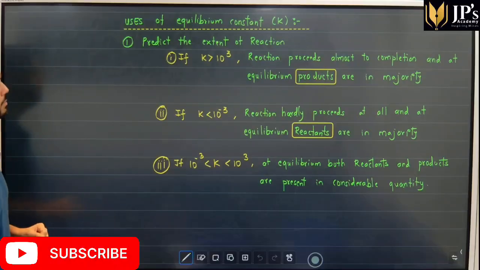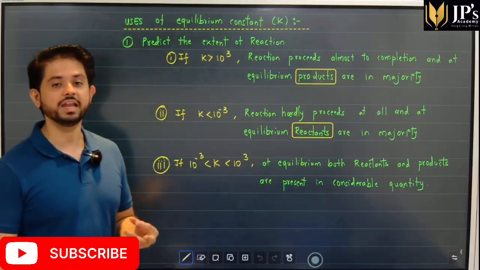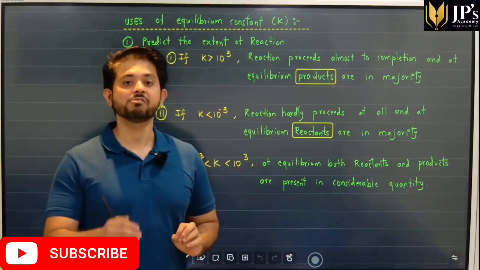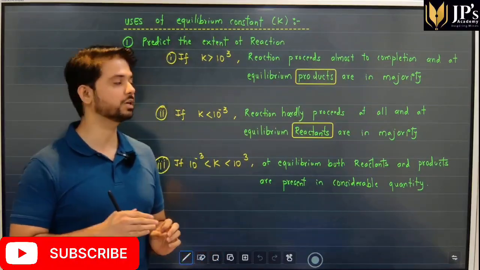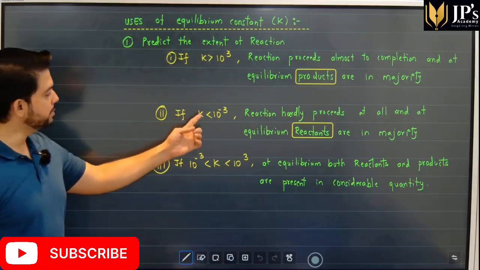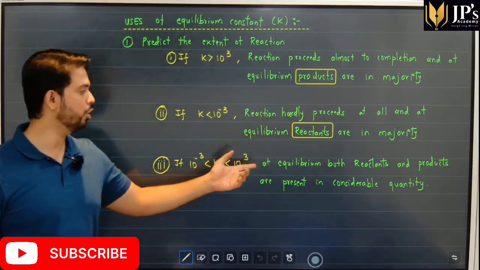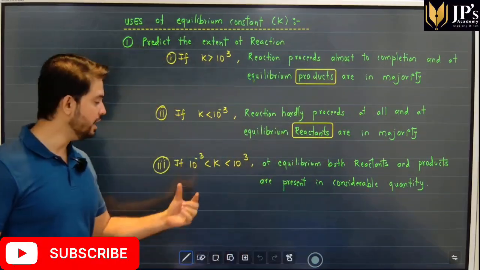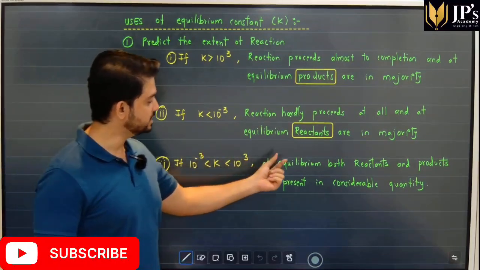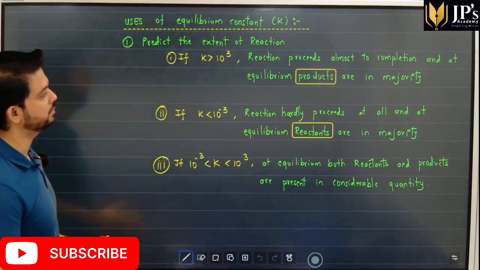Next, some uses of the equilibrium constant K. The most important use is to predict the extent of a reaction. If the value of the equilibrium constant is greater than 10^3, we say that the reaction has reached almost completion and the products are in majority. If the value of the equilibrium constant is very small, less than 10^-3, we say that the reaction hardly proceeds at all and the reactants are in majority. And if the value is between 10^-3 and 10^3, we say that at equilibrium both the reactants and products will be present in considerable quantity.